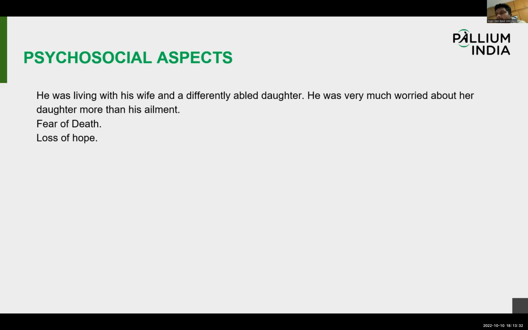The psychosocial aspect for this patient is that he was living with his wife and a differently abled daughter. He was very much worried about his daughter more than his ailment at that time, because he used to say, who will take care of my daughter if something happens to me? He was very afraid of his death, and he had a loss of hope.